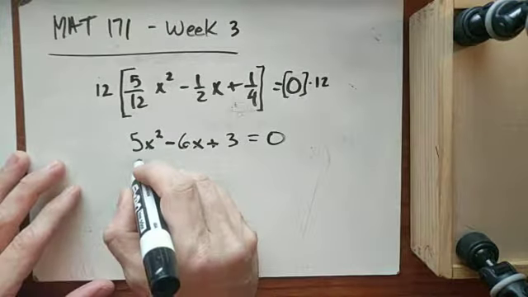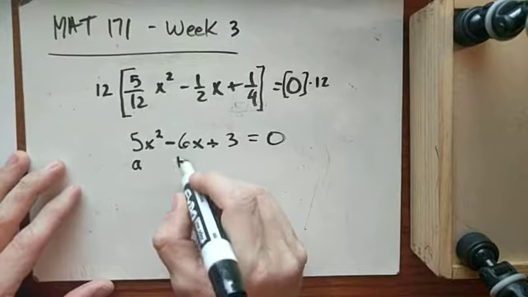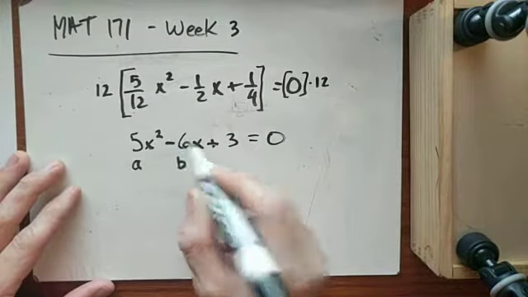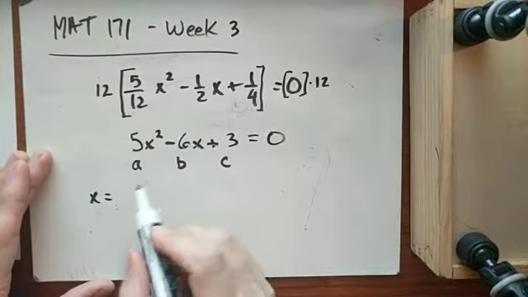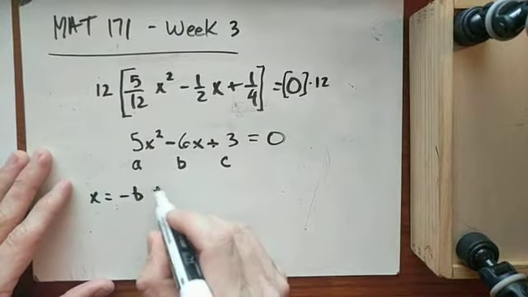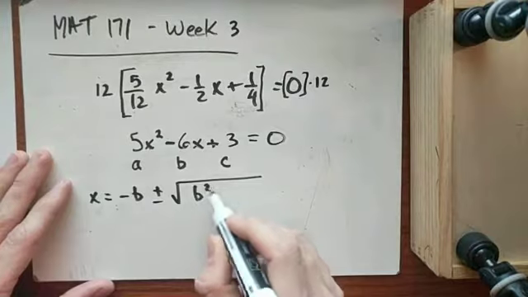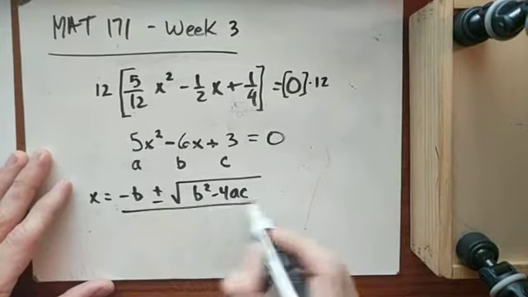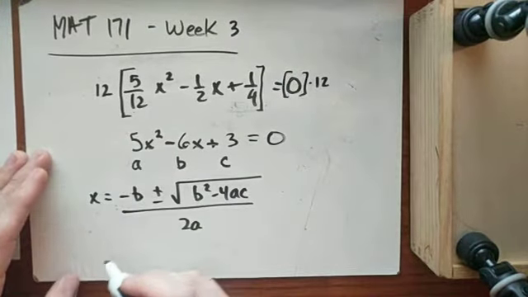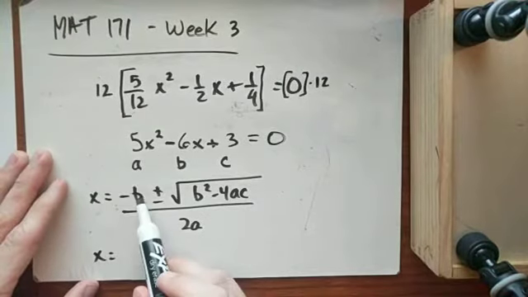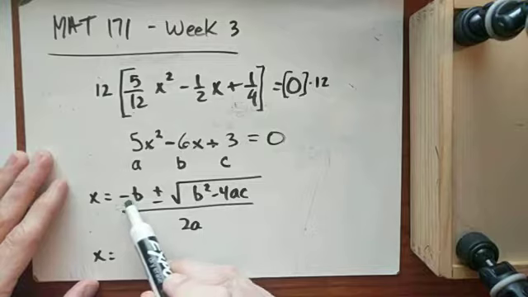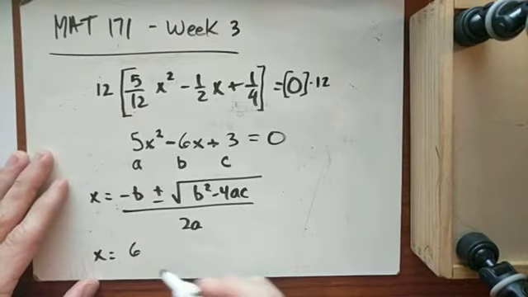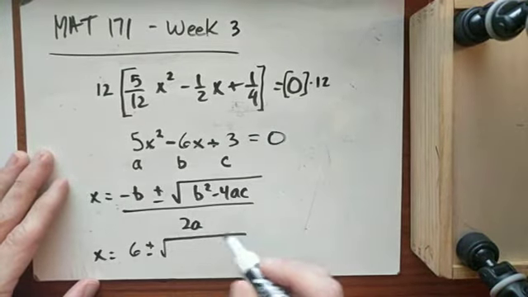Okay, so A is 5, B is negative 6, and C is 3. All right, so x equals negative b plus or minus the square root of b squared minus 4ac all over 2a. All right, so negative b is the opposite of b. B is already negative, so when I do another negative, that's going to be positive. Okay, plus or minus square root.